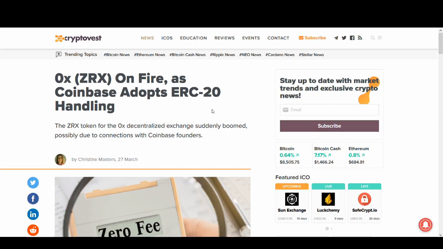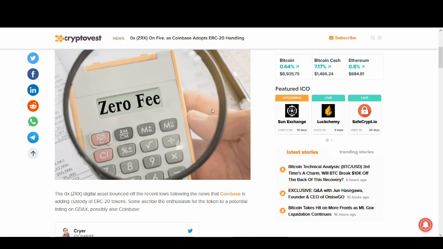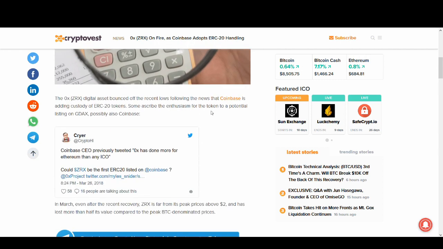I'm going to start looking at some good articles and insights that I can share with you, which could make you think why 0x could be added to Coinbase. The Coinbase CEO previously tweeted that 0x has done more for Ethereum than any ICOs.